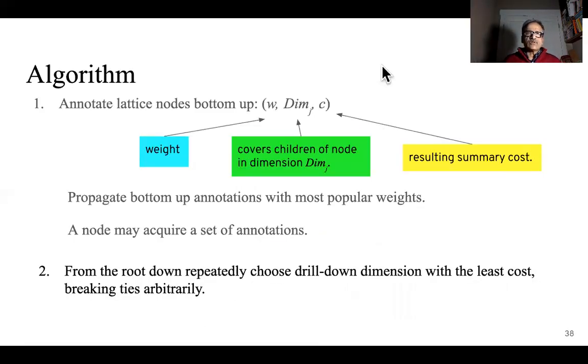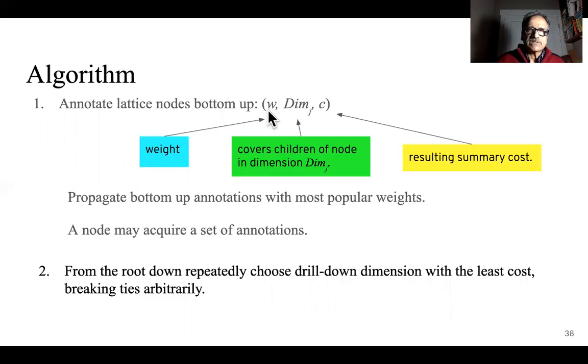So what's the algorithm that this enables? We make use of what are called annotations. We start by assigning annotations to the leaves of the lattice and propagate them up. Okay, intuitively, that's the big picture.